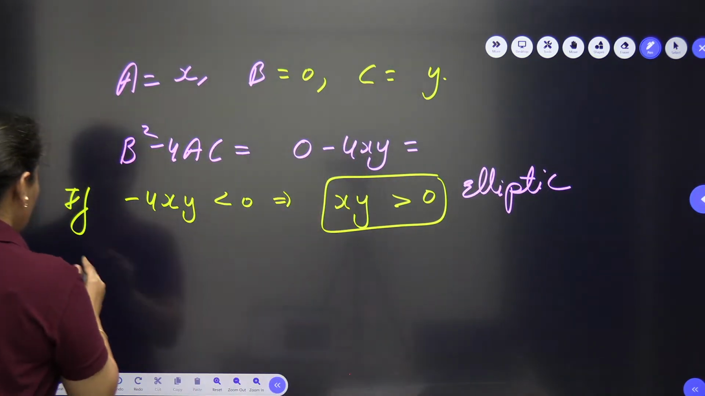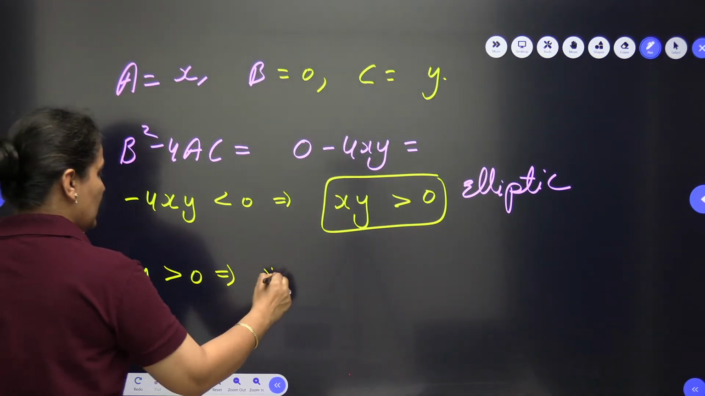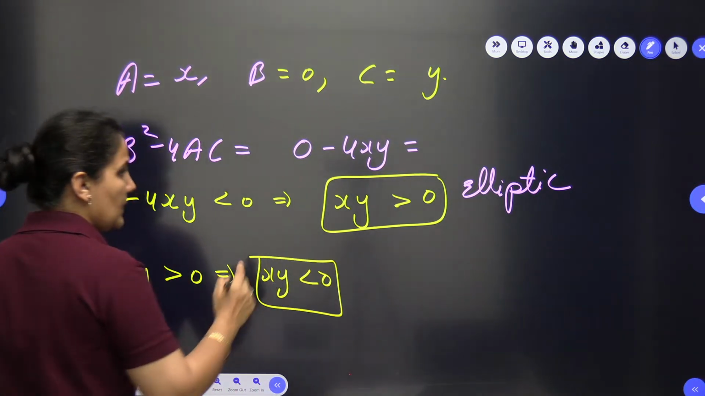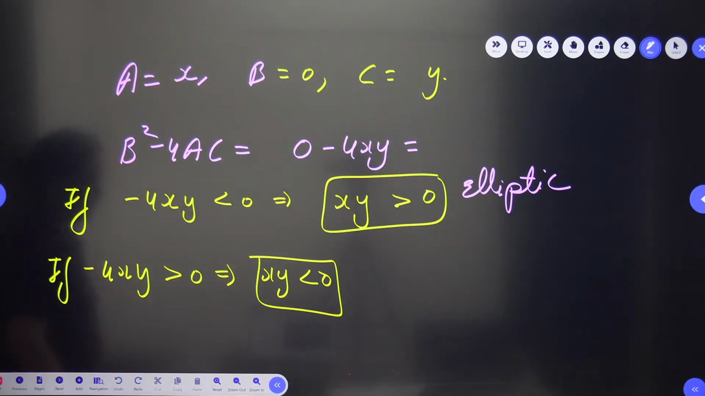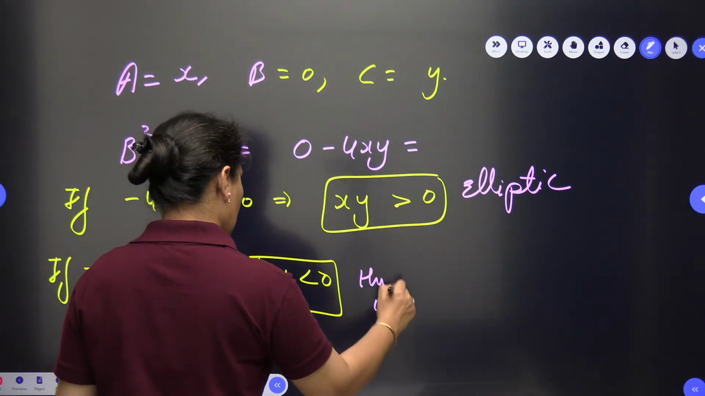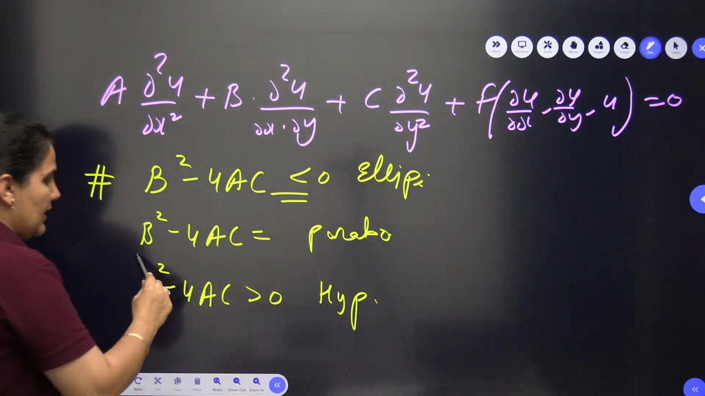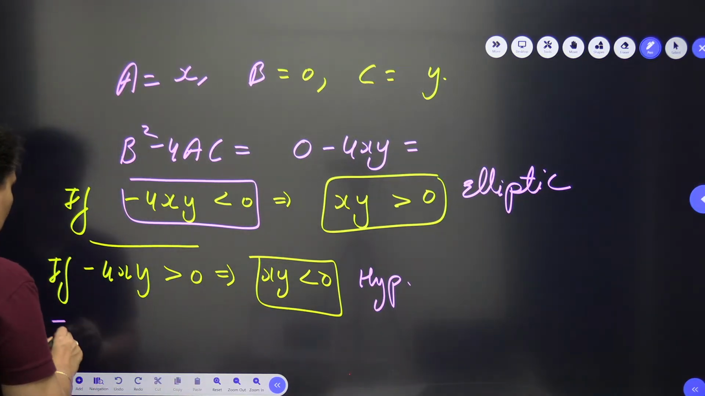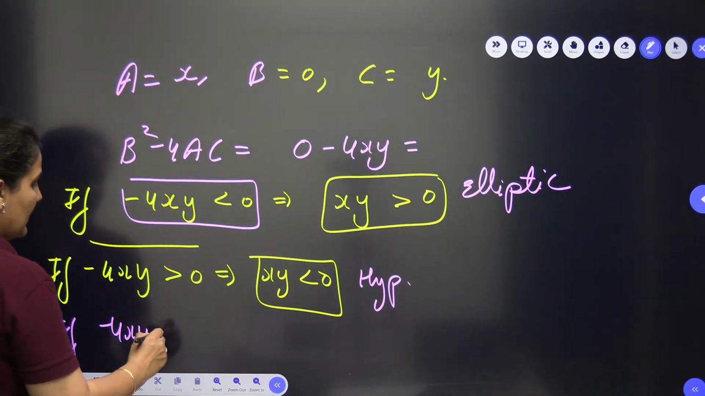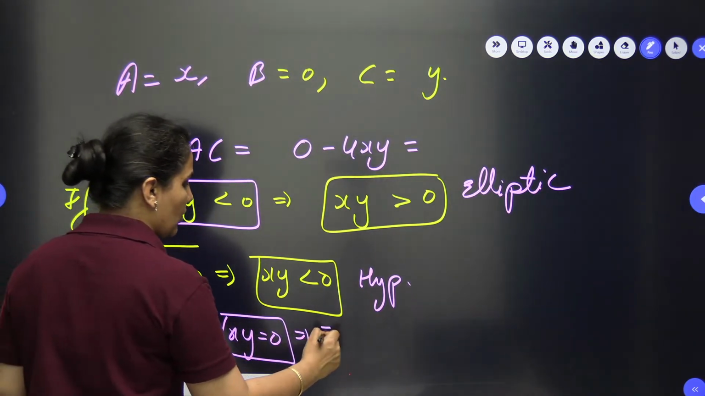Let's see. When I go for the next one, if I say minus 4xy is greater than 0, in this case xy will be less than 0, and this will be a hyperbolic equation. So when b square minus 4ac is greater than 0, this will be hyperbolic. And if you put it equal to 0, minus 4xy is 0, which means xy is actually 0. When xy is 0, either x or y will be 0.